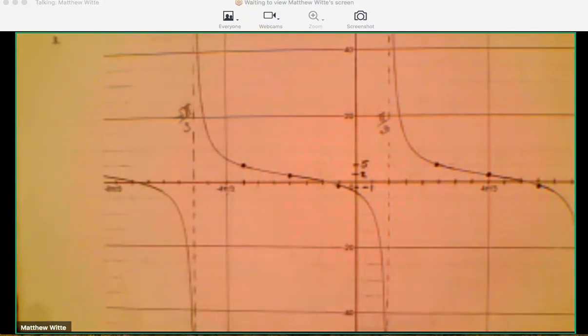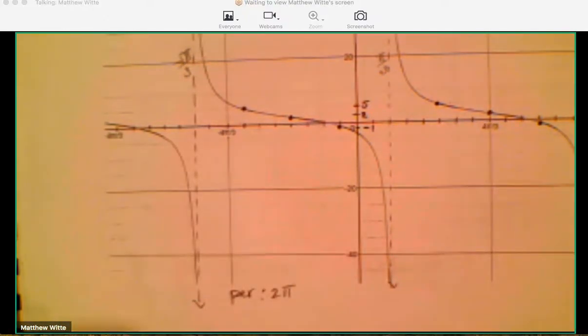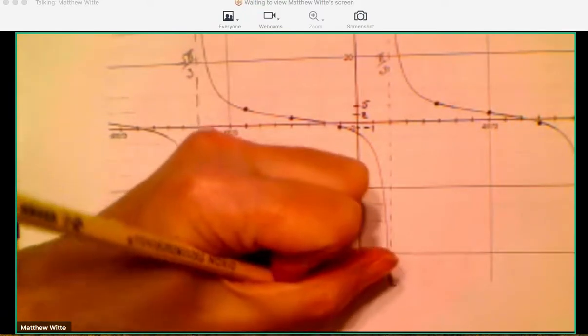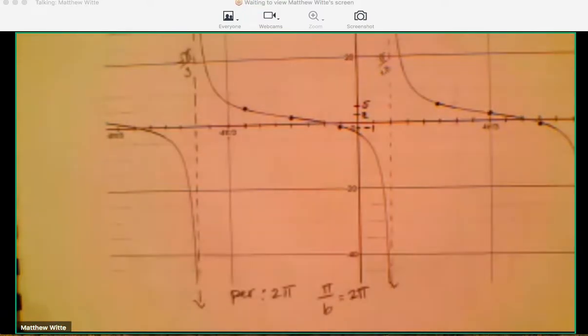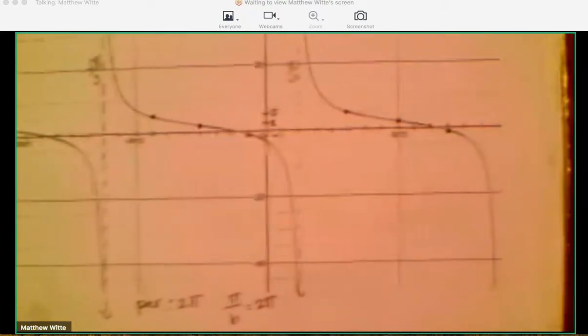So if my asymptotes are at negative 5 pi over 3 and positive pi over 3, that's a 6 pi over 3 distance, which is 2 pi. So the period for this tangent curve is 2 pi, okay? So period is 2 pi. So in this case, pi over b is what we use to find the period. Remember that tangent and cotangent have a period of pi, so you're using pi over b.